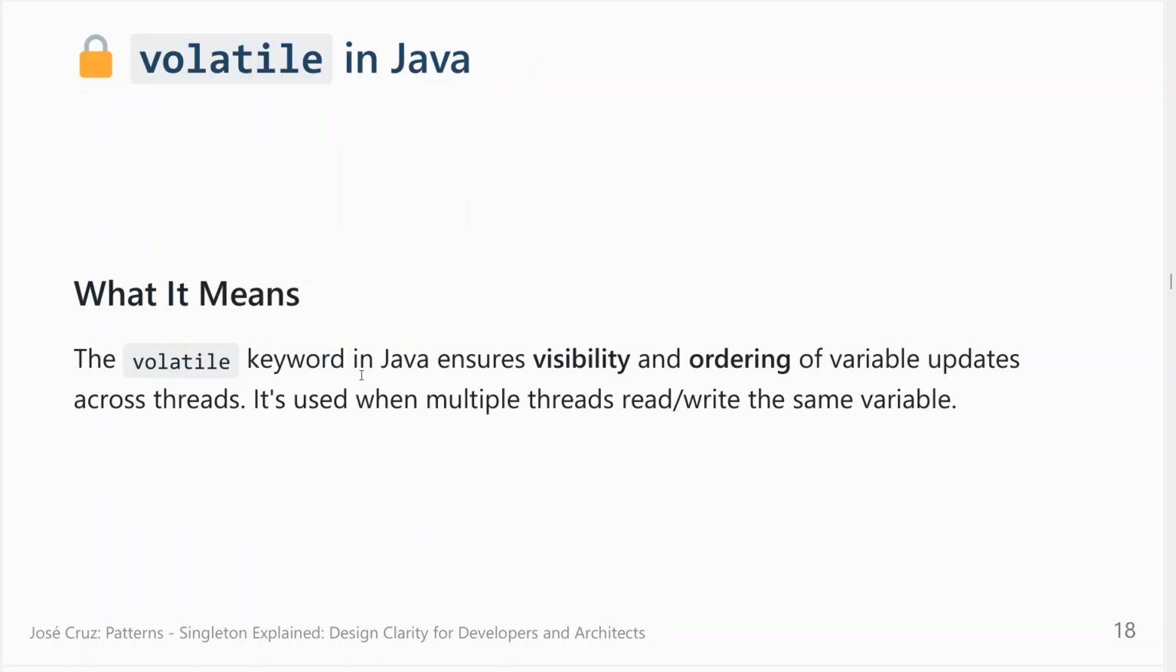So the volatile keyword in Java ensures visibility to the other threads and ordering of variable updates across threads. It's used when multiple threads read and write the same variable because, as I said previously, one statement in Java doesn't mean that it's one statement for the threads. Sometimes there are multiple. When we are reading or writing, a sequence of statements will be generated, and volatile assures that the other threads follow the same sequence. So it's reliable. Otherwise, it can be a problem.